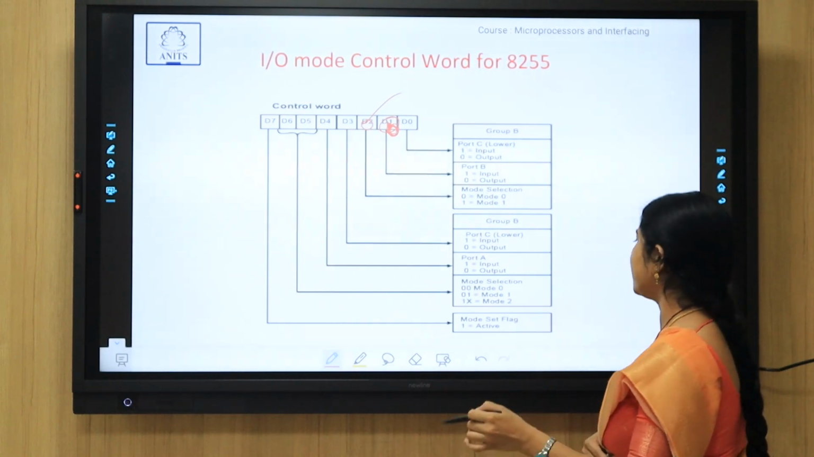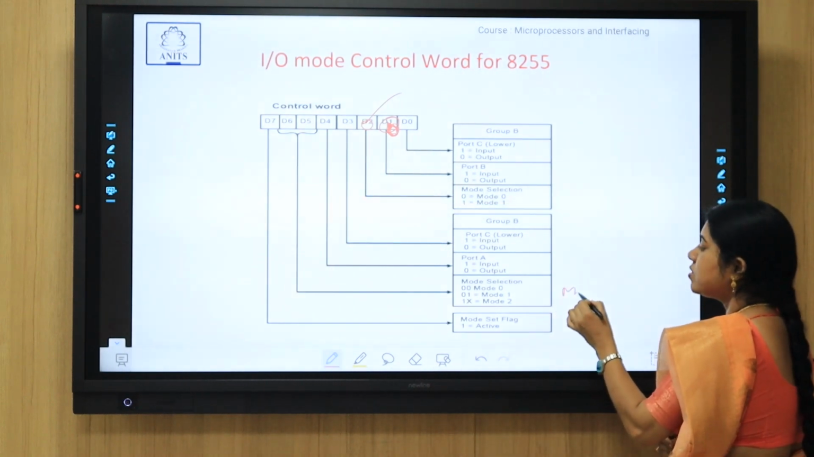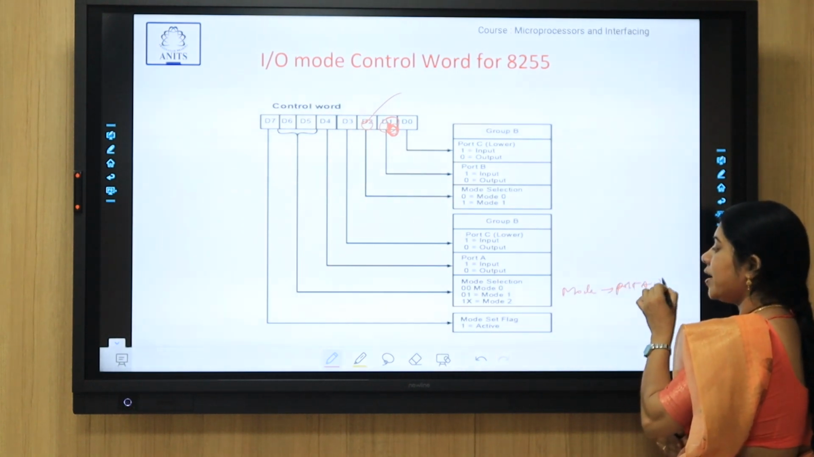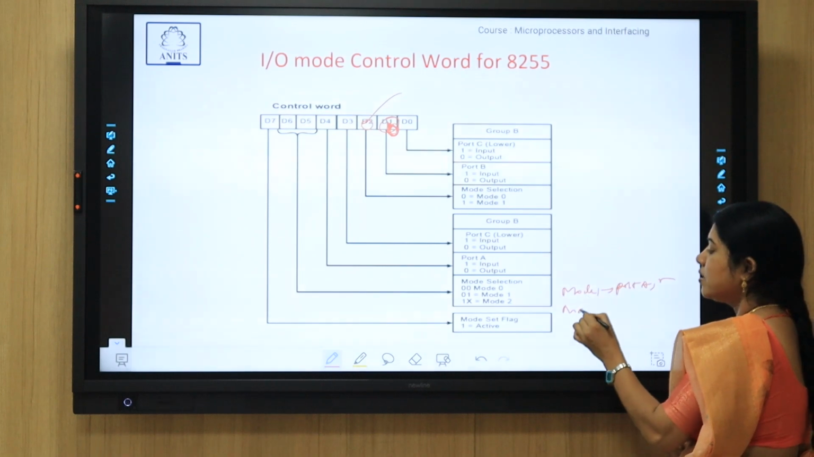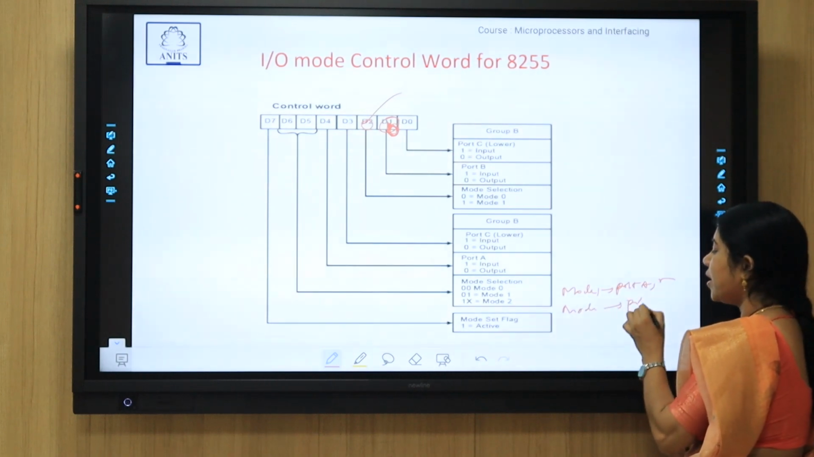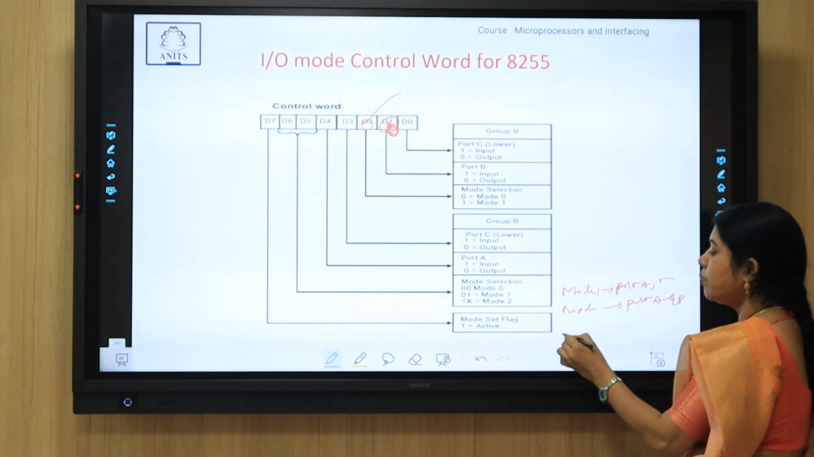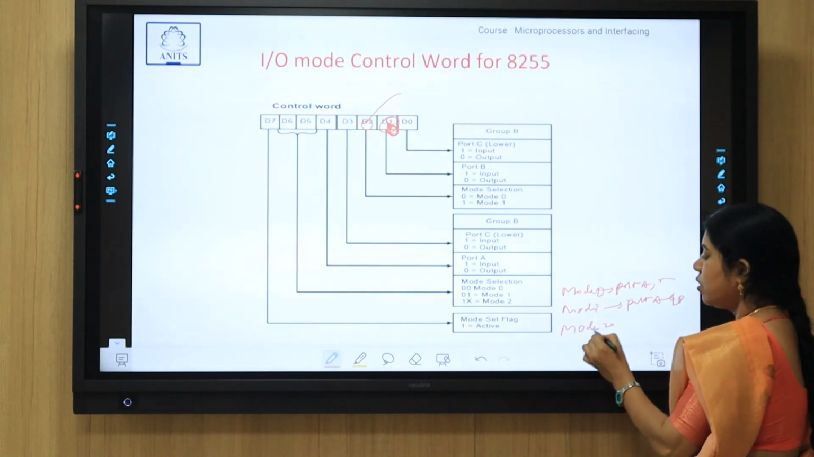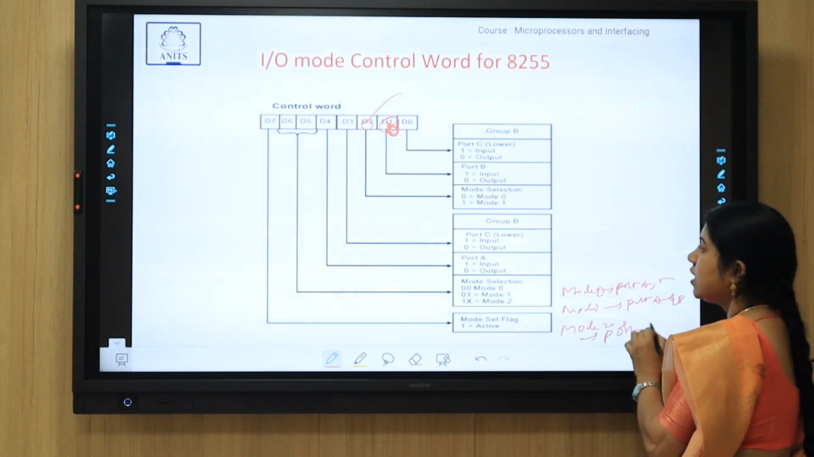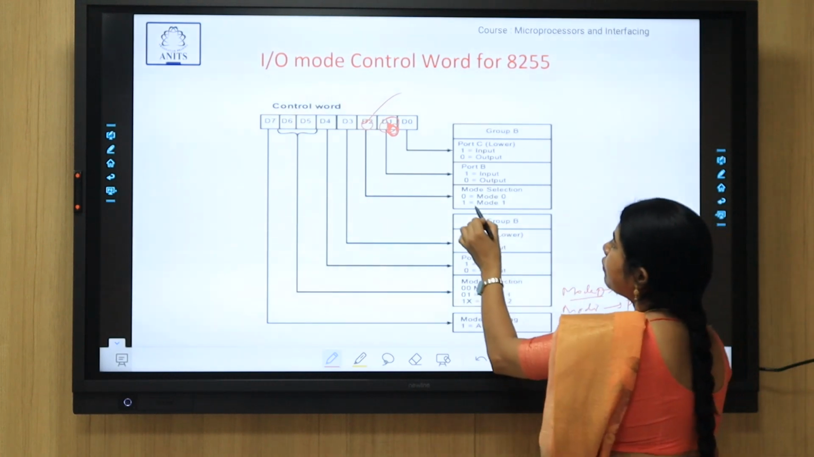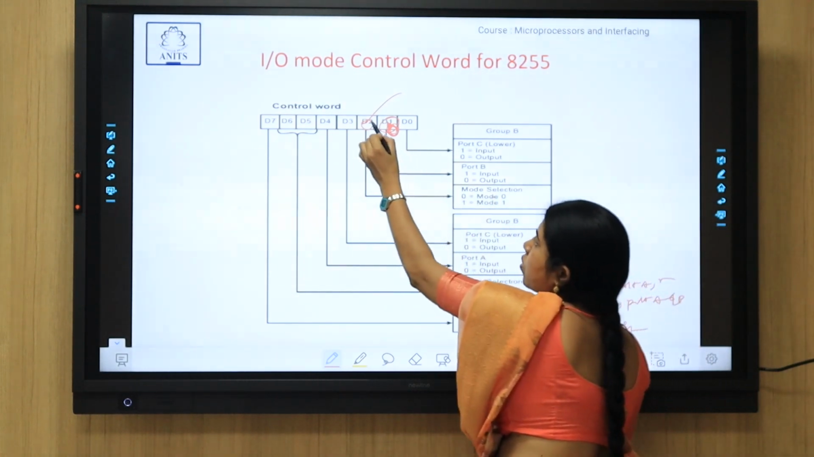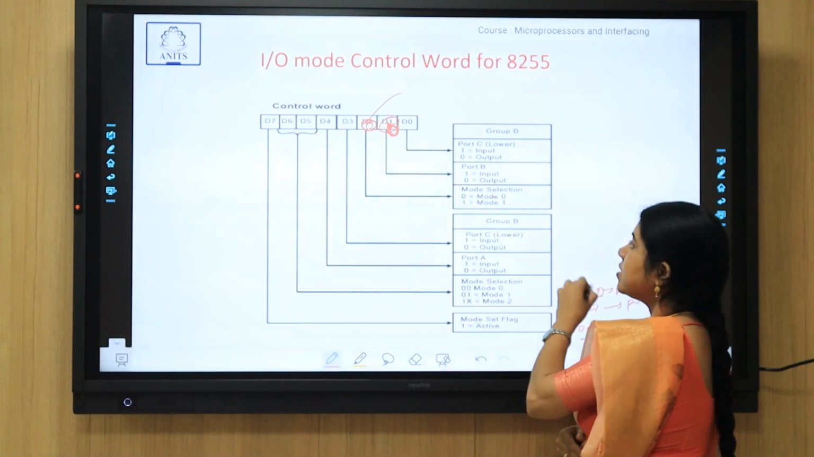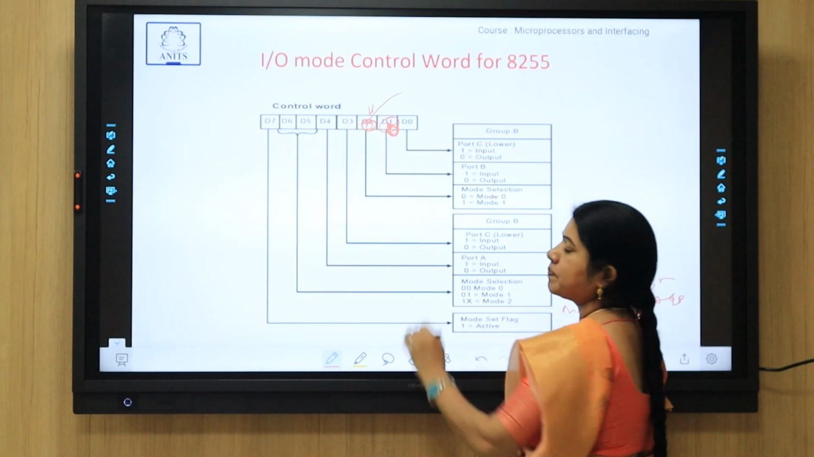As we discussed previously, in mode 0, port A, port B and port C are operated as input output ports. In mode 1, only port A and port B are operated as input output ports. In mode 2, only port A is used. Coming to mode 0, if you want to operate port B in mode 0, this bit is 0. If you want to operate port B in mode 1, it must be 1.